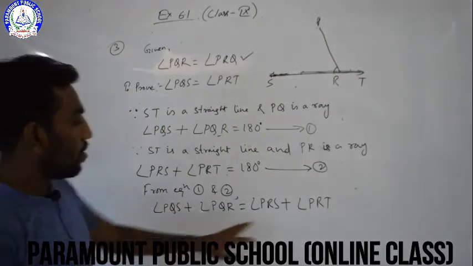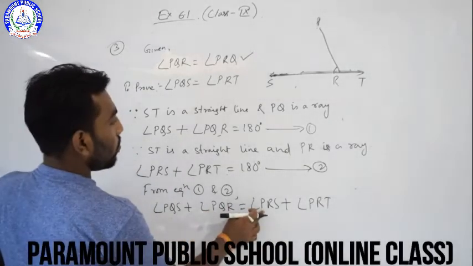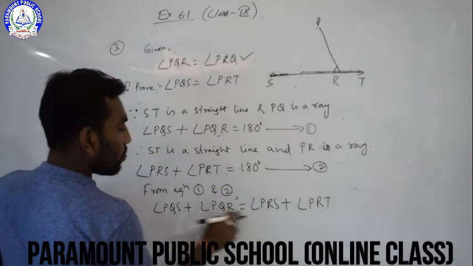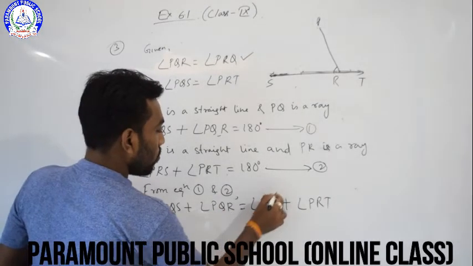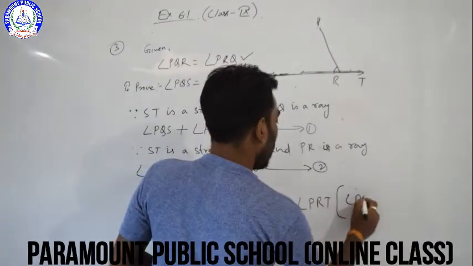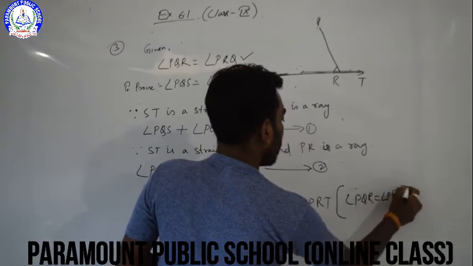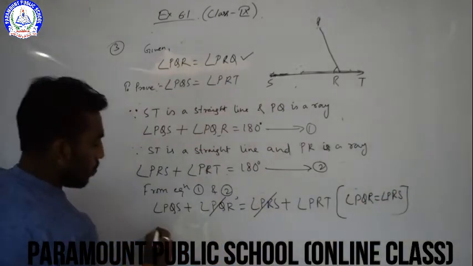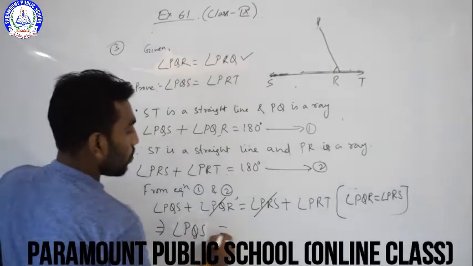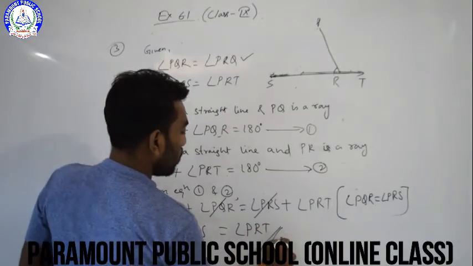Where is PRQ? Our PRQ value is nothing but this and PQR value is this. So these two values are equal, so these two cancel out. They have given angle PQR is equal to angle PRS. So what is left? Angle PQS is equal to angle PRT. So hence it is proved.